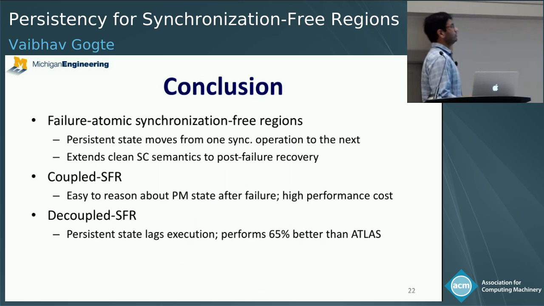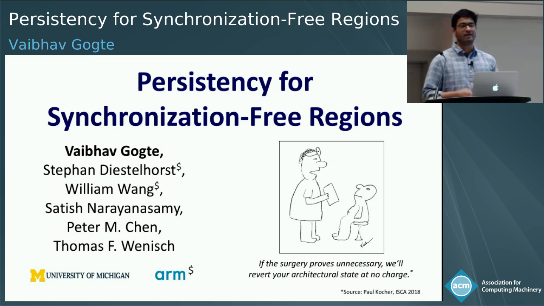So to conclude, we propose a persistency model that provides failure atomicity for synchronization-free regions. In our persistency model, the persistent state moves from one synchronization operation to the next within a thread. And it allows us to extend clean, sequentially consistent semantics to post-failure recovery code. We propose two implementations that build our persistency model. And finally, we show that our implementations can perform 65% better than Atlas. With that, I end my talk, and I'd be happy to take any questions. Thank you.